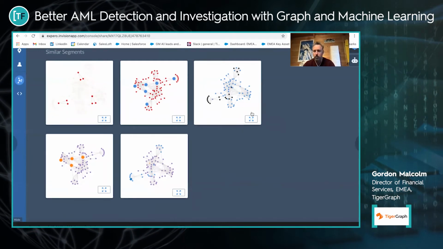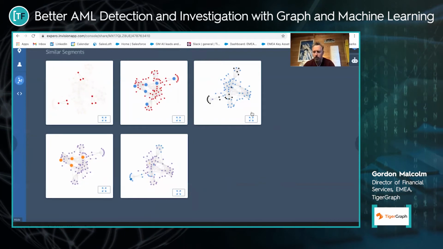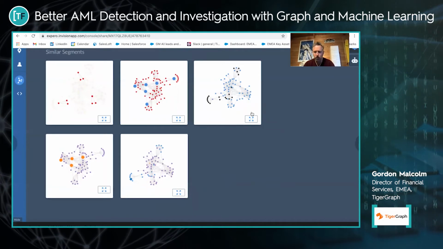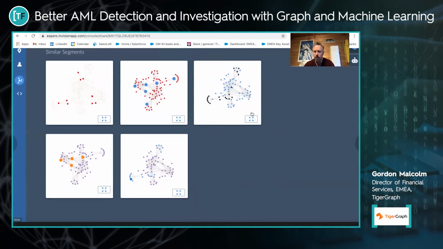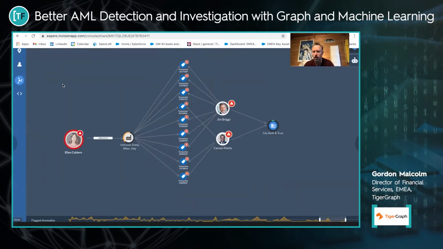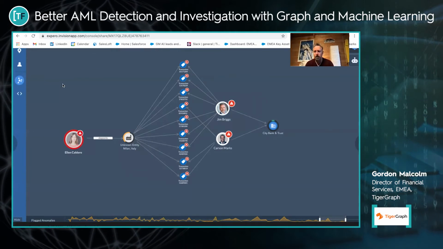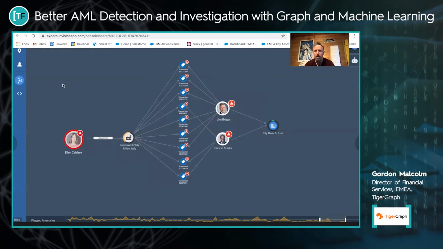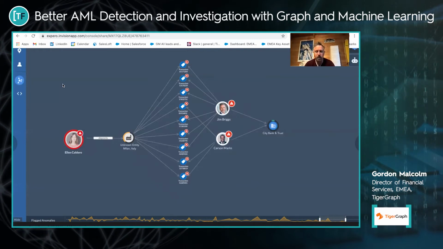And graph is really, really good at rapidly finding similar people or entities in the network. So here are the results, and there we have it. Ellen Caldera has a similar profile to Sharon Kyle and is part of the previous network. And so let's say we now want to take an even deeper look into it.